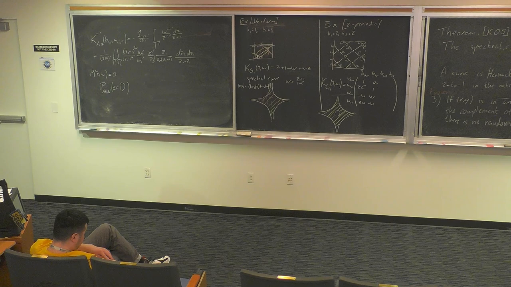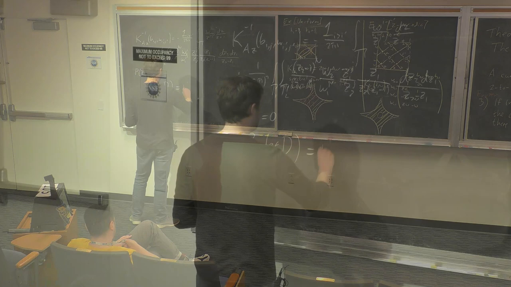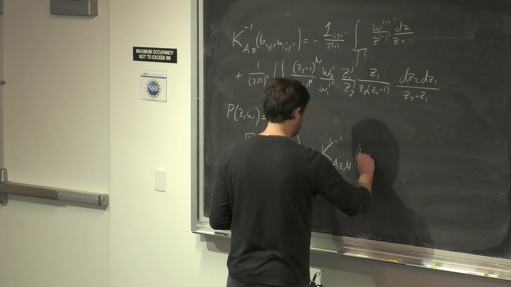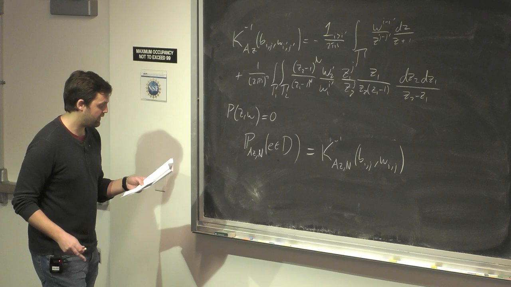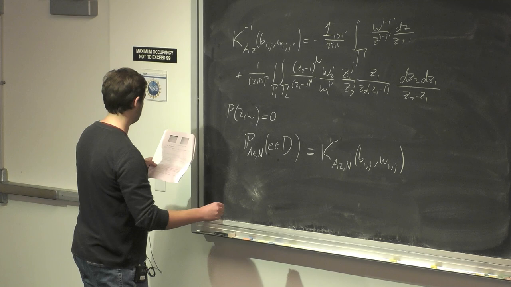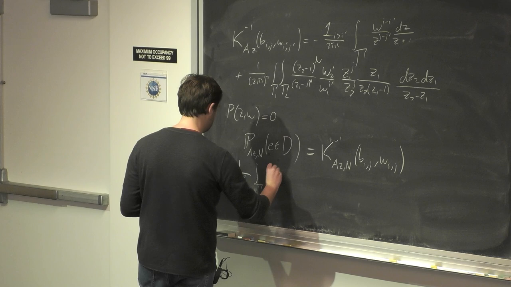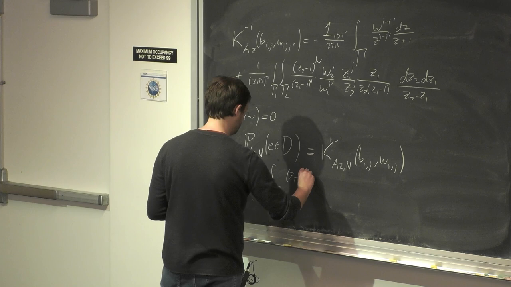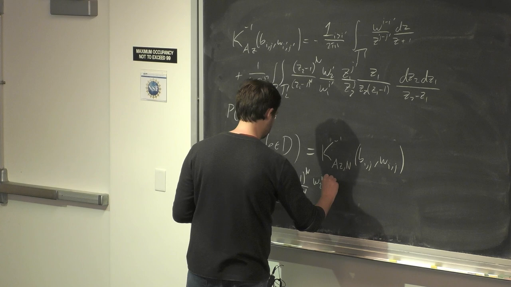So if you do that, from the formula we saw yesterday, this is K inverse evaluated at B_IA and W_IJ. And if I plug this into this formula here, this is equal to 1 over (2 pi i) squared, the integral over gamma 1, the integral over gamma 2, of (z1 minus 1) to the n, (w minus 1) to the n, and so on.